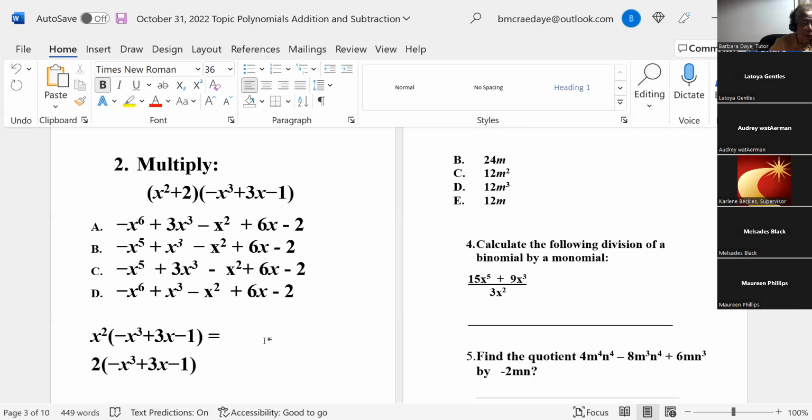What do you do to exponents when you're multiplying same base? What do you do with the exponents? You add them? You add the exponents. So x to the second times a minus x to the third would give you what? X to the 6.